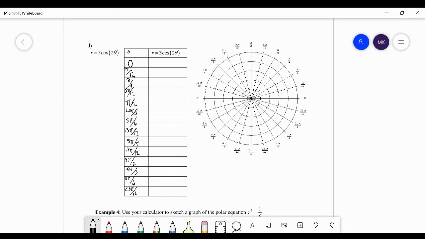Okay. But we have 3, 2.6, 1.5, negative 2.6, negative 3, negative 1.5, 1.5, 2.6, 0, negative 2.6, negative 3, negative 1.5, 1.5, 2.6. And then if we did do a 2 pi, we'd get back to 3.